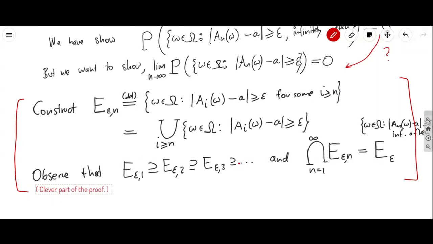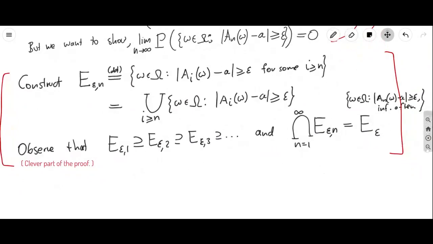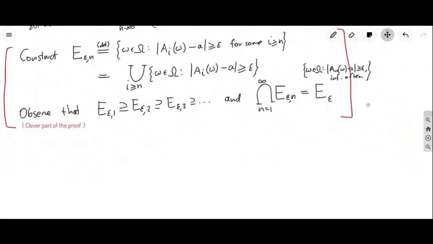That's not something that one would typically think of. What you're doing is you are taking this event that you had at the beginning of the proof, and you're writing it as this nested, decreasing collection of events in this clever way. And now we're going to use continuity of probability measure. This is something we've talked about earlier, that if you can write an event as the intersection of a decreasing collection, the probability of this is the limit of those probabilities.